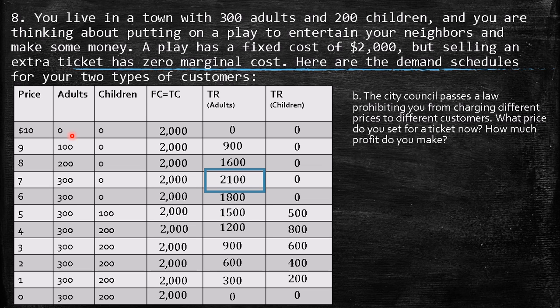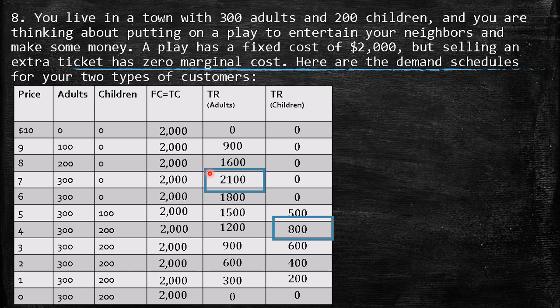The second question says, okay, the City Council passes a law prohibiting you from charging different prices to different customers. What price do you set for a ticket now? How much profit do you make? In that case, we are going to just take advantage of the adults, and children won't consume anymore. So we have the total revenue of 2,100 minus 2,000, which is the fixed cost. Then there should be a change in the profits, definitely, because it's associated with the no consumption of the children.